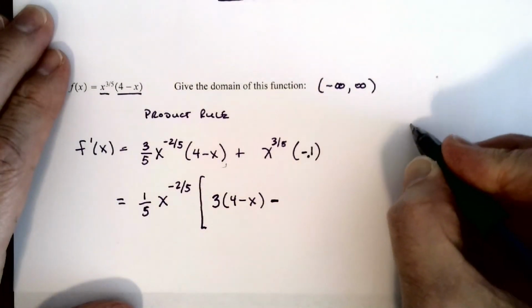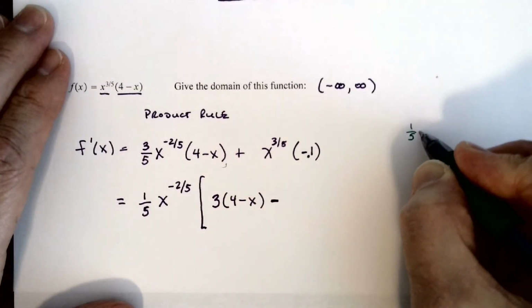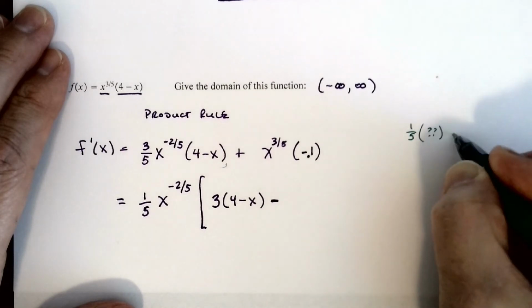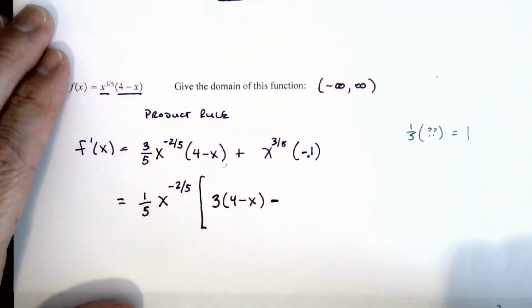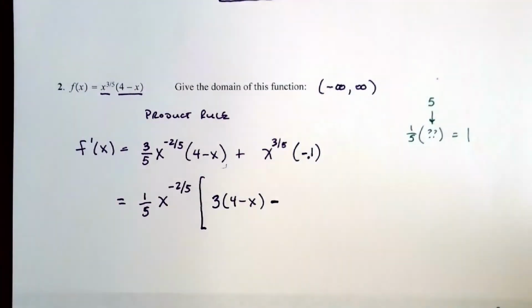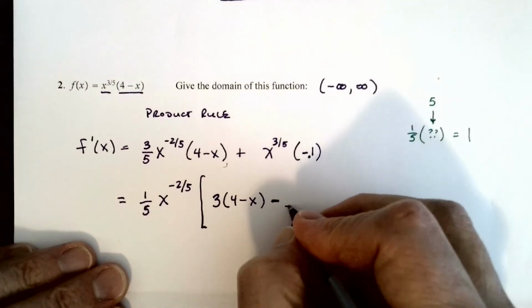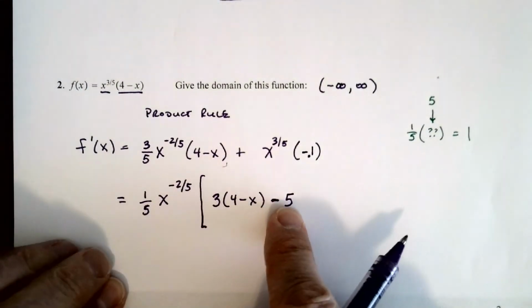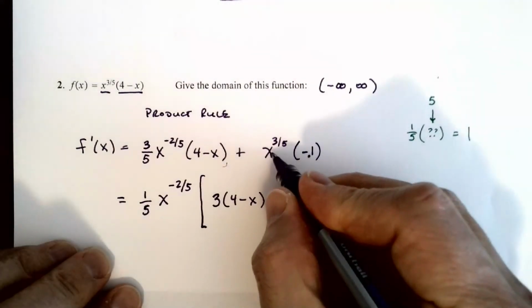Well, 1/5 times some mystery number equals 1. What goes in here? 1/5 times what is 1? Answer 5. So that's what's left, 5, right? I'm left with a 5. 1/5 times 5 is 1. Now, here's the other question.